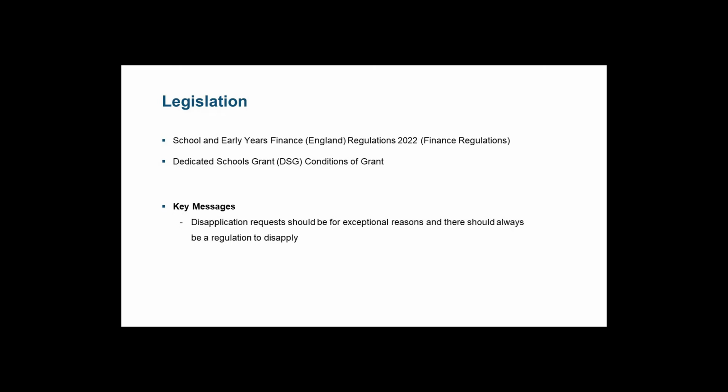So each year the department receives requests from local authorities to set aside some aspects of the funding regulations or the conditions of grant as specified on screen there. And this is done where the local authorities in question have identified that there is an unintended consequence due to a local situation. So the key message there is that disapplication requests should only be made for exceptional reasons, and where a disapplication request is made, there should always be a regulation to disapply alongside that disapplication.